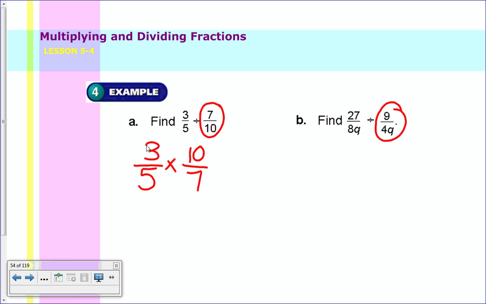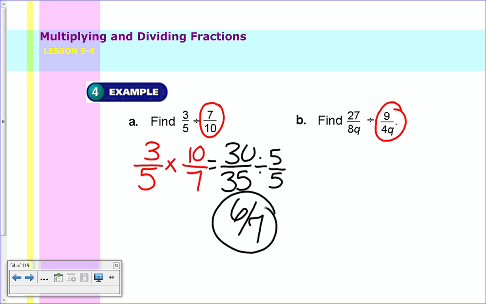3 times 10 is 30. 5 times 7 is 35. Well, now I need to simplify it. I know 5 goes into both, and I get 6/7. That's my answer. All right, now we can do B.